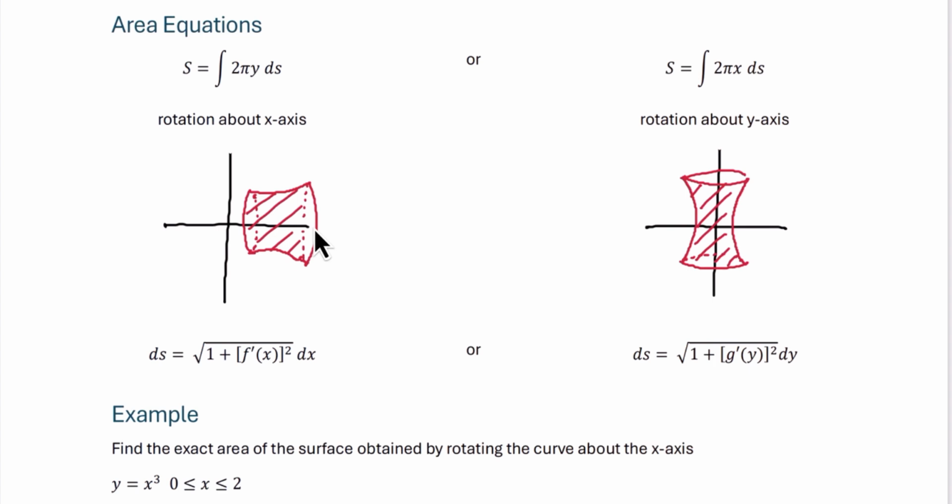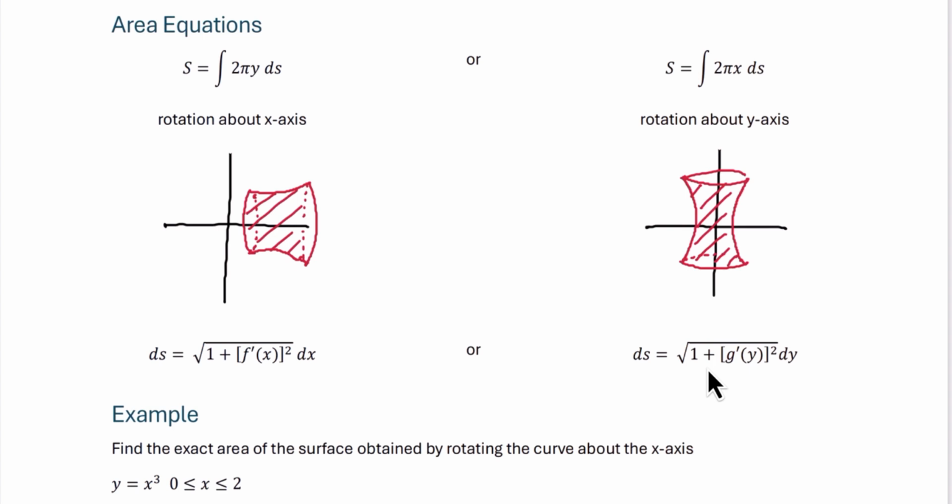For this formula, we'll use s equals the integral of 2 pi y ds. And then for ds, we have options. We could use this formula for ds, or we could use this formula. And those may look familiar. Those are your arc length formulas.